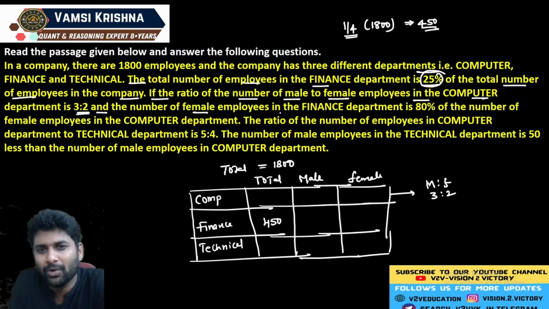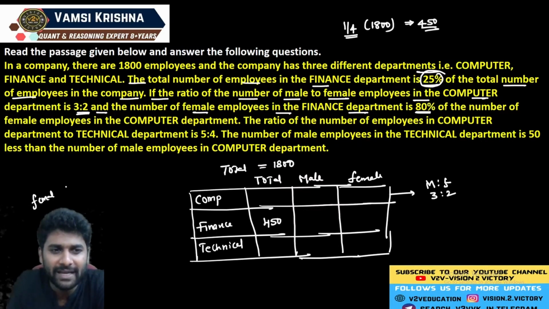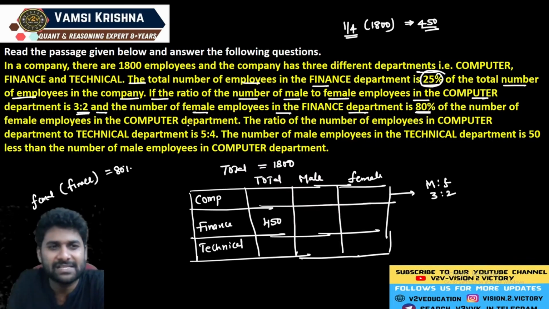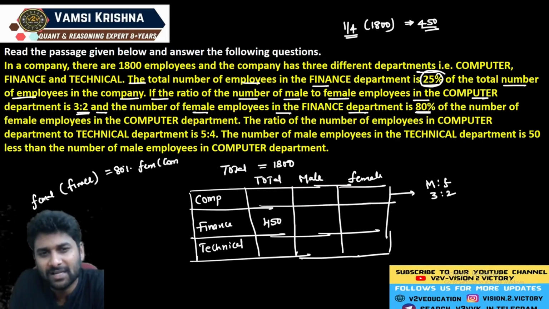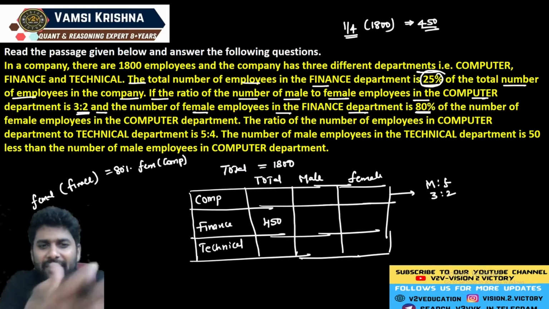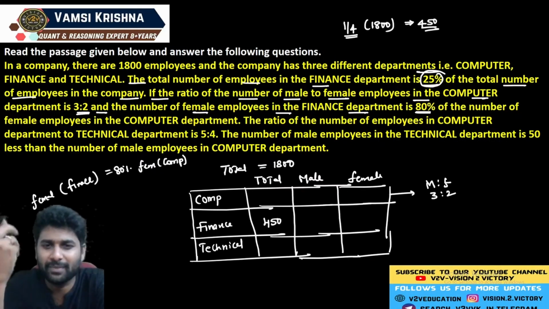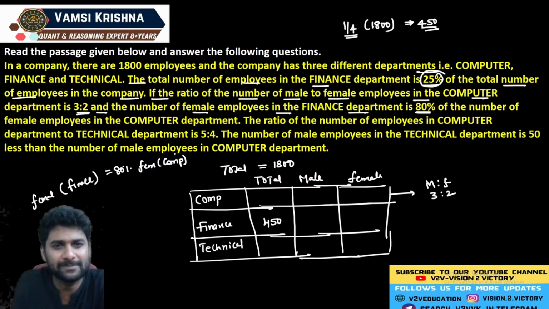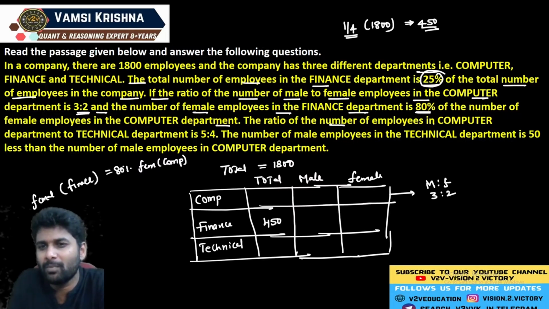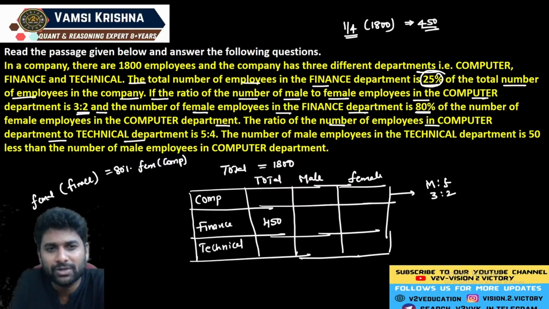And the number of female employees in the finance department is 80%, guys. The number of female people in finance is exactly equal to 80% of the number of female employees in the computer department. So this is one of the data. We still don't know how many female people are there in finance, and we don't know the computer female data also. Let's go through the next information. The ratio of the number of employees in the computer department to the technical department is 5 is to 4. Guys, computer to technical ratio is 5 is to 4.